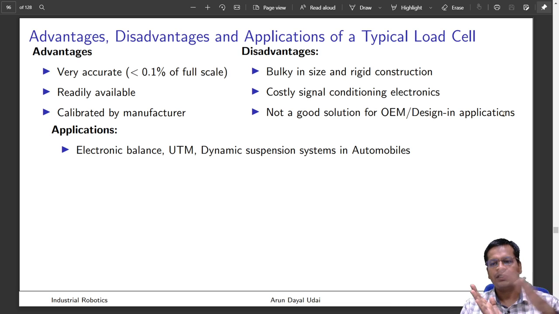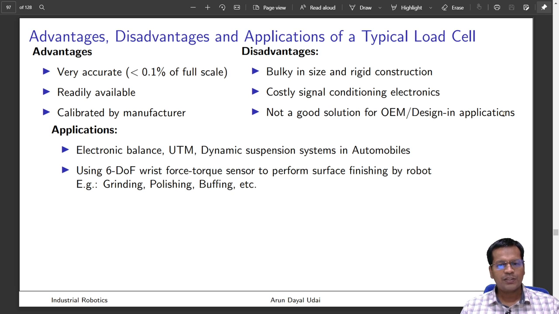If your suspension system is dynamic, it can have a vibration sensor first of all, so that it keeps on checking how much vibration is coming on and to how much depth it is getting in. So if you want to dynamically adjust the stiffness of your suspension system, you need to have this type of system. This type of force sensor, a 6 DOF wrist sensor.